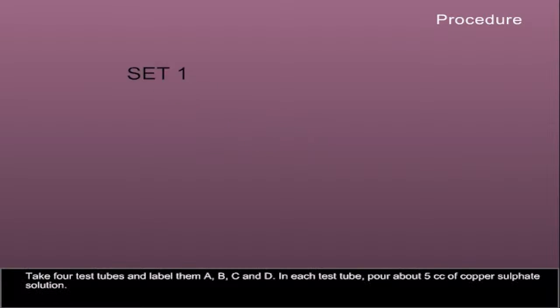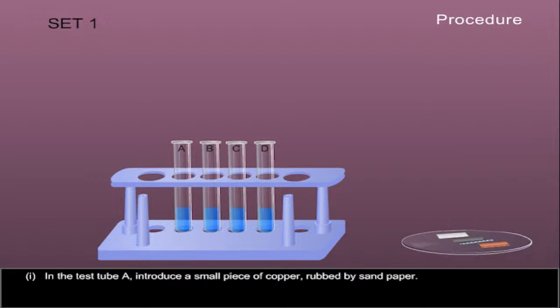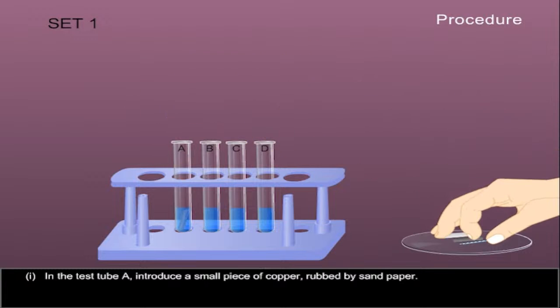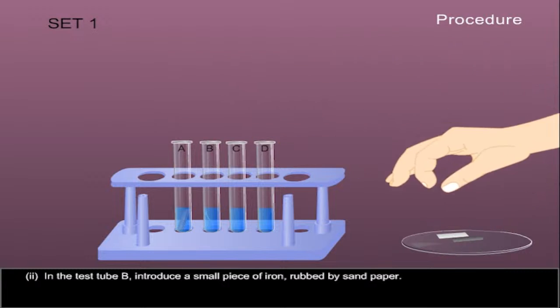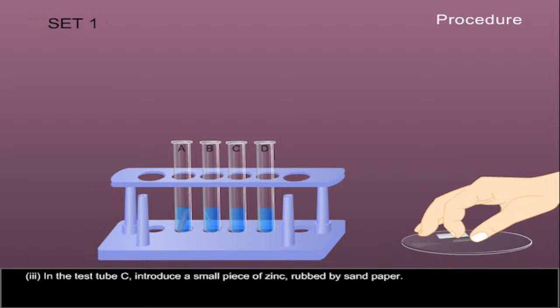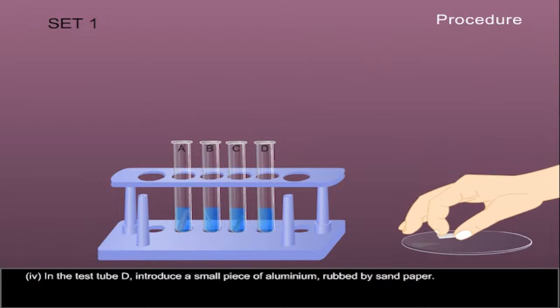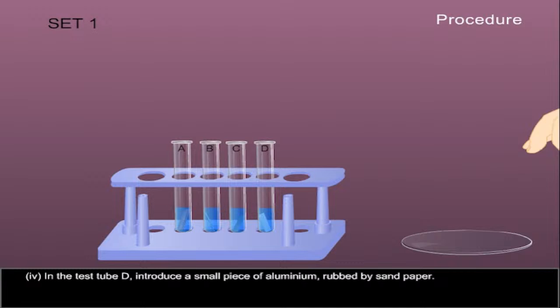Set 1. Take 4 test tubes and label them A, B, C and D. In each test tube, pour about 5 cc of copper sulfate solution. 1. In the test tube A, introduce a small piece of copper rubbed by sandpaper. 2. In the test tube B, introduce a small piece of iron rubbed by sandpaper. 3. In the test tube C, introduce a small piece of zinc rubbed by sandpaper. 4. In the test tube D, introduce a small piece of aluminium rubbed by sandpaper.